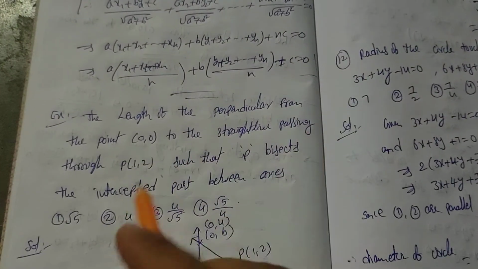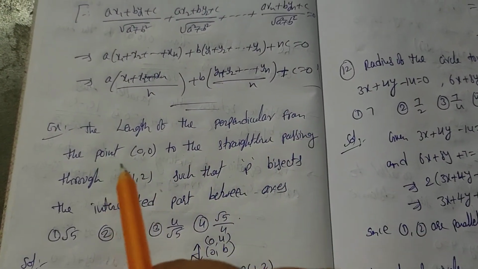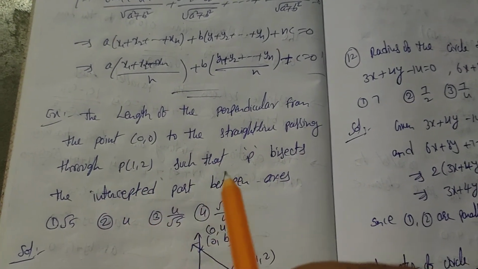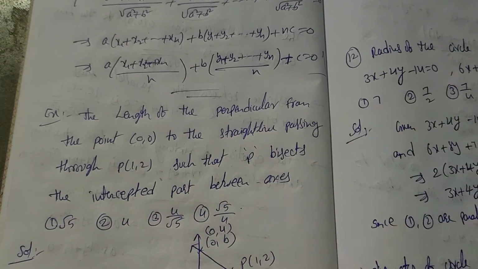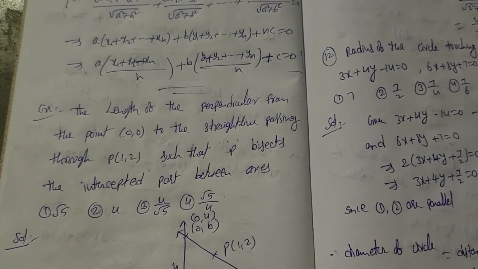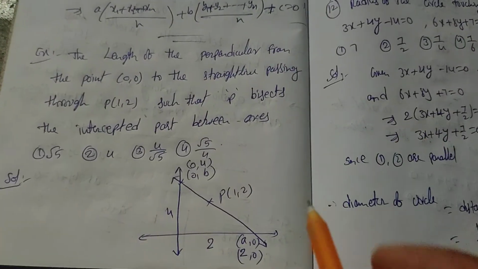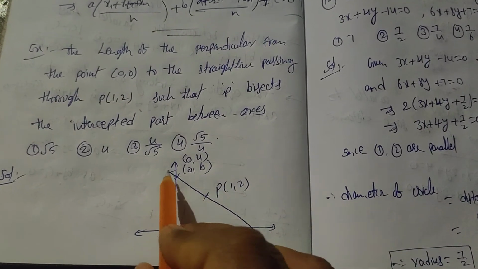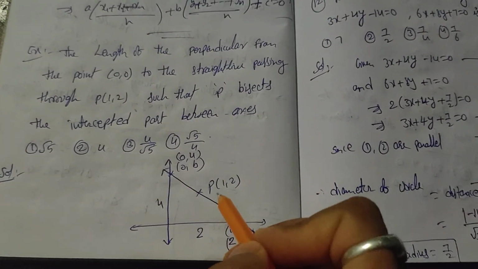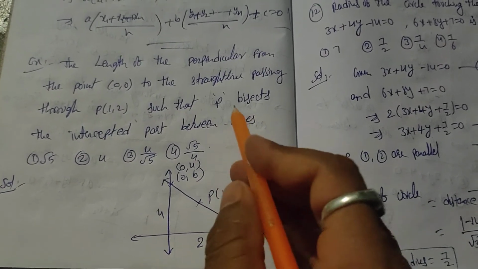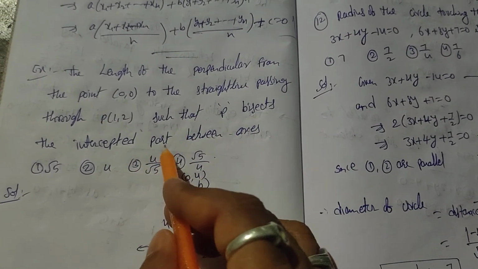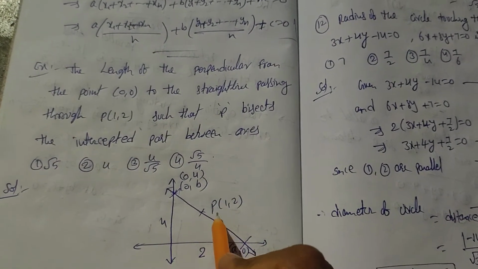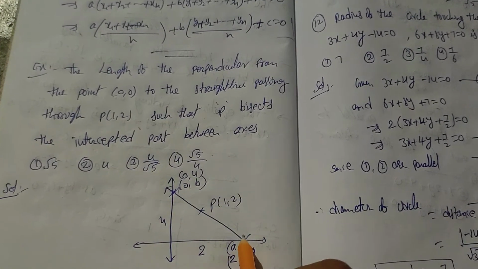Next example. The length of the perpendicular from the point 0 comma 0 to the straight line passing through P(1, 2) such that P bisects the intercepted part between the axes. Okay, the meaning of that question is, first of all, this is the straight line and this is the coordinate axis. The line intersects the coordinate axes, and he is saying that P bisects the intercepted part between the axes. So bisects means P is the midpoint of these 2 points.